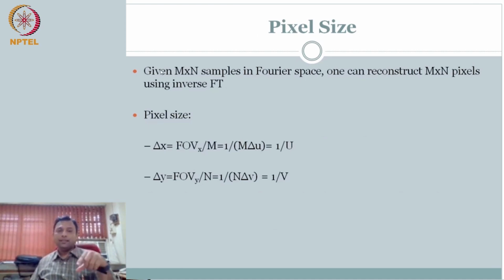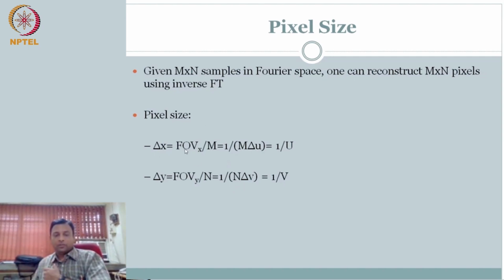Okay, so let's write it out. What is your pixel size? Let's say you have acquired the data with m cross n samples in Fourier space. Remember, Fourier space is already a discretized space that we have. Suppose we have m cross n samples in Fourier space, we can reconstruct m cross n pixels of the image using inverse Fourier transform. So the pixel size in your spatial domain becomes delta x, which is field of view in x direction divided by number of pixels. One pixel size in x direction will be field of view divided by number of pixels. Delta y will be the pixel size in y direction, which will be field of view in y divided by n, number of pixels in that direction. Which you can write as 1 over m delta u, 1 over n delta v.